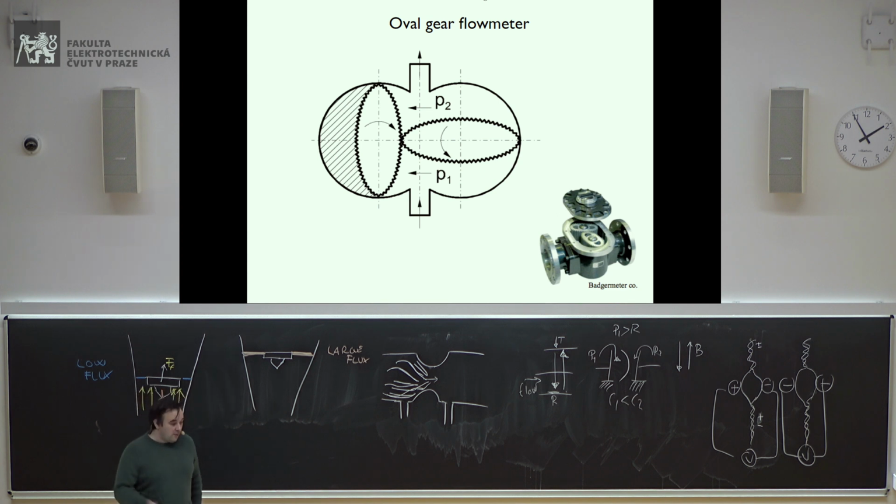So not only do you have problems of linearity, whatever, but you also have a problem that you cannot measure below some flow, because technically the sensor doesn't work. This problem is solved with the oval gear flow meter. Here you see an example. Again, it is based on mechanical parts.